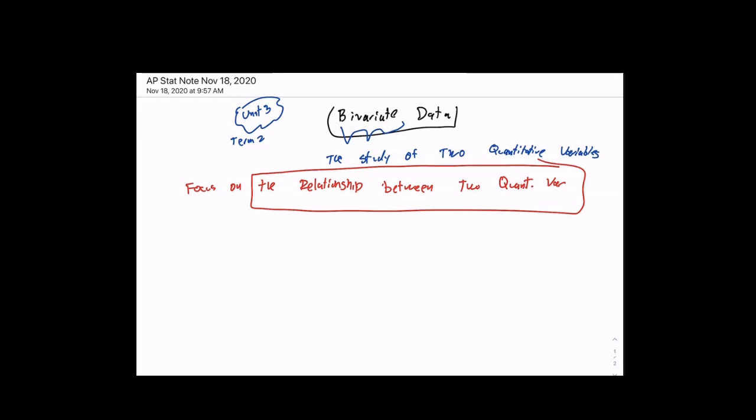We've studied univariate data. That's when we did the box plots, the histograms, the stem plots, the dot plots. Those were all univariate data. Even the normal model is a study of one quantitative variable. But now we're going to talk about two quantitative variables, and we're going to talk about the relationship.